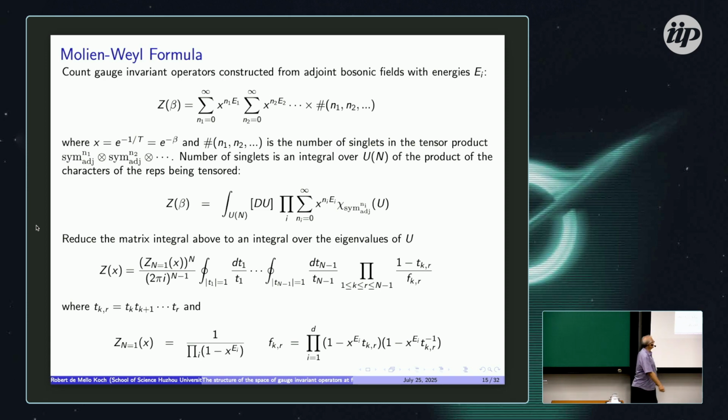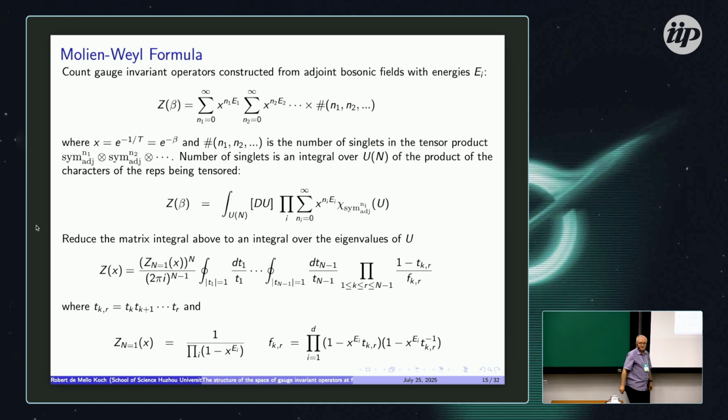Because they're bosons, I've got the symmetric product of n1 copies of the adjoint. So that's what I get from A1 daggers. From the A2 daggers, I'll get the symmetric copy of n2 copies of the adjoint, and so on. And then the character of a tensor product of representations is just the product of the characters. So this product over I with the character sitting here is giving me the character of the representation created by the A daggers. I've multiplied by 1, the character of the singlet, and now I integrate over the group.